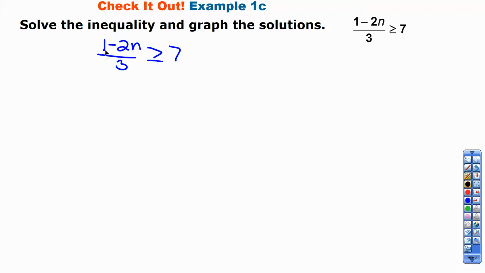All right. 1 minus 2n. So the 2 is multiplying n. The 1, is that a positive or a negative? That's a positive. And then we have divide by 3. So the first thing that I like to do is get rid of the denominator. So the opposite of dividing by 3 is to multiply by 3. And you multiply everything by 3. So we ask ourselves, what is 3 divided by 3? That's 1, so they cancel out. And you're left with what's there. So 1 minus 2n is greater than or equal to 21.